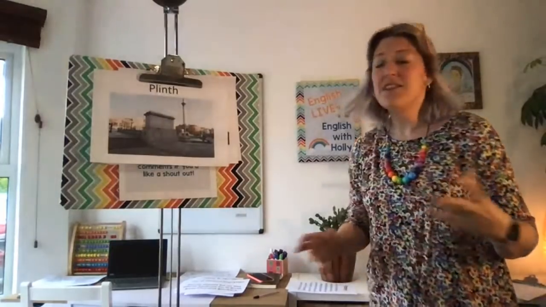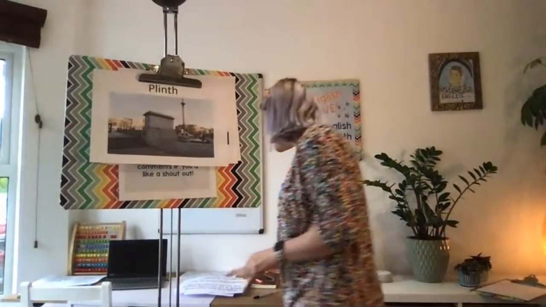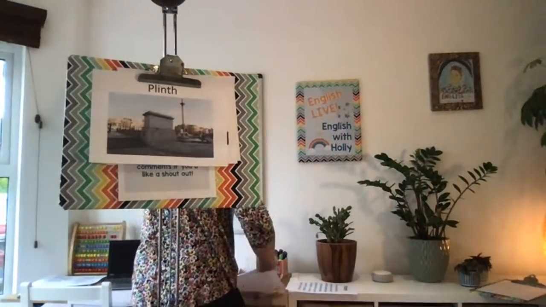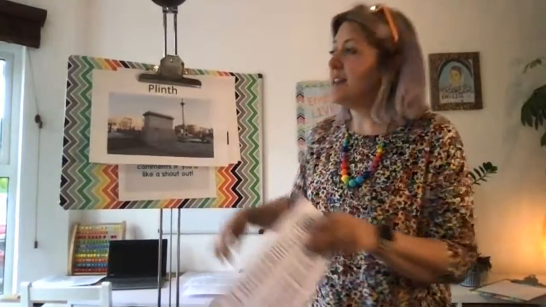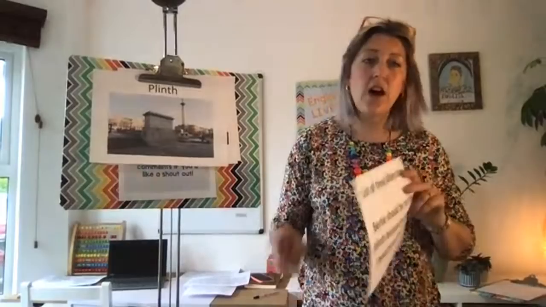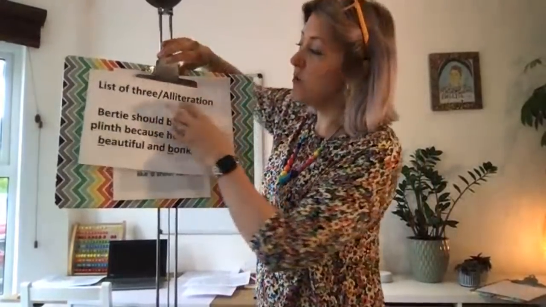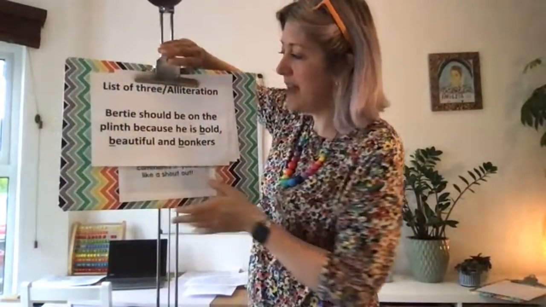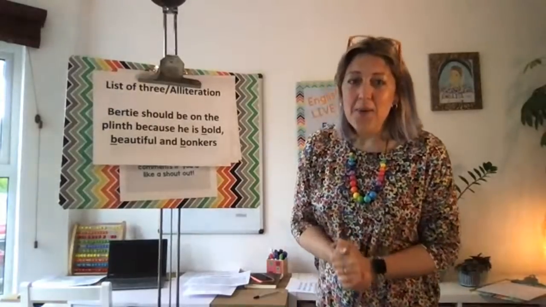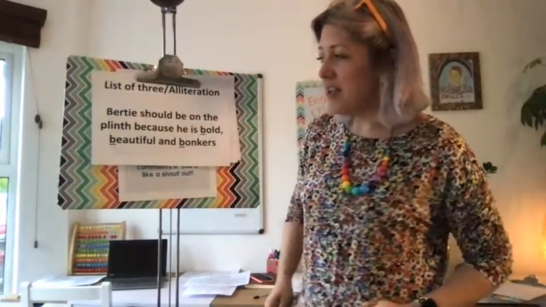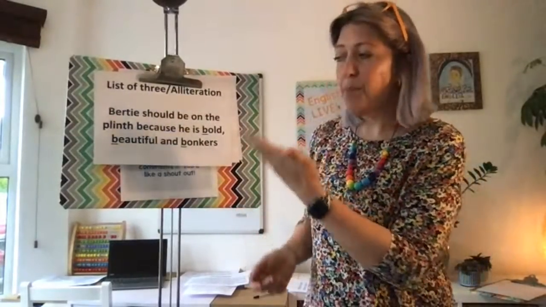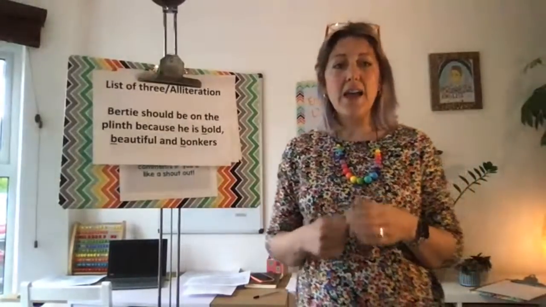So the first thing we're going to do is look at list of three and alliteration. These are two techniques that I've rolled into one because I don't want us to run out of time today. So my example is: Bertie should be on the plinth because he is bold, beautiful, and bonkers.